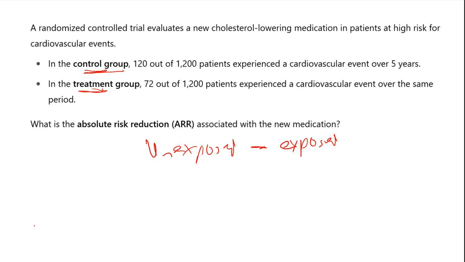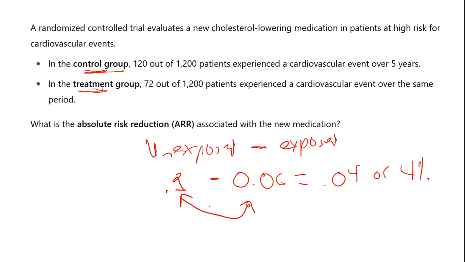So I'm just going to quickly convert this to decimal points. So 120 divided by 1,200 is 0.1, or 10%, minus 72 over 1,200, which is 0.06, or 6%. This comes out to 0.04, or 4%. The absolute risk reduction is going to be 4%. Notice, if you were to reverse these, you would get minus 0.04. Take the absolute value of that, and you would get 4%. You would get the exact same value.